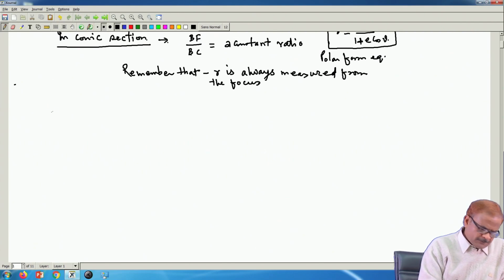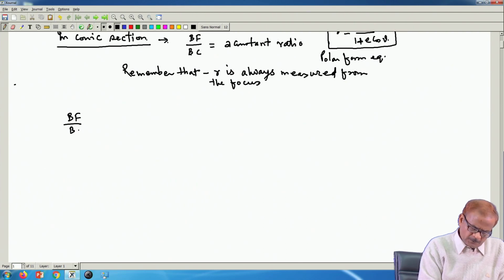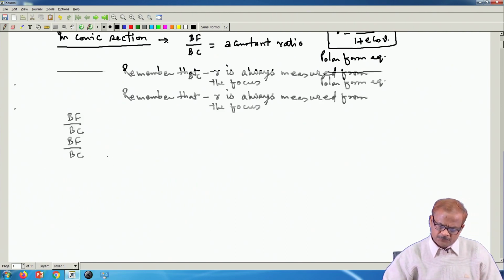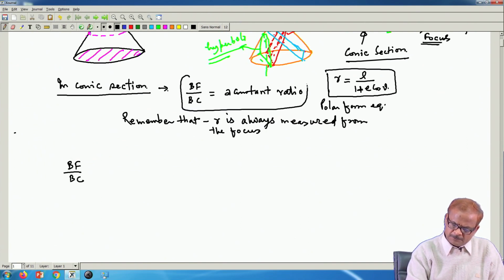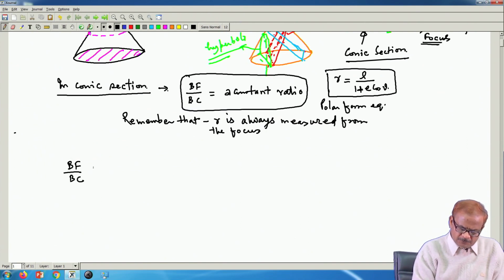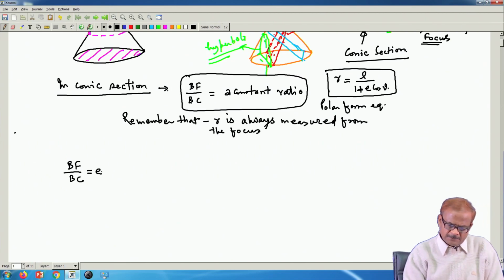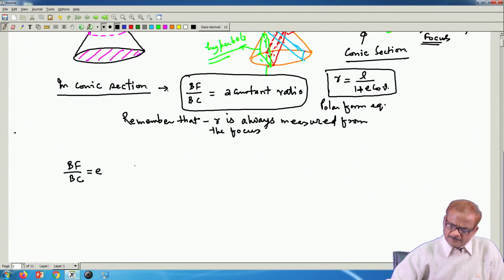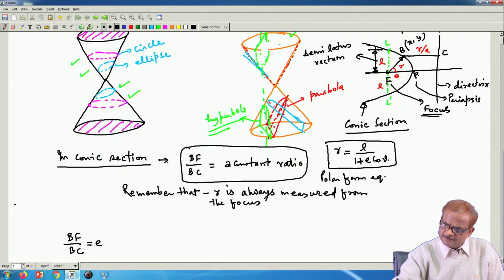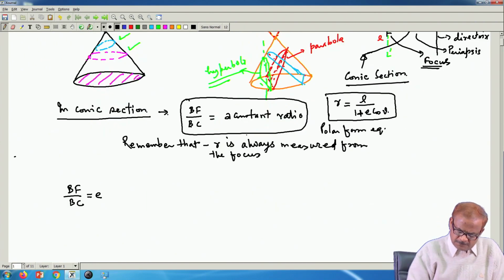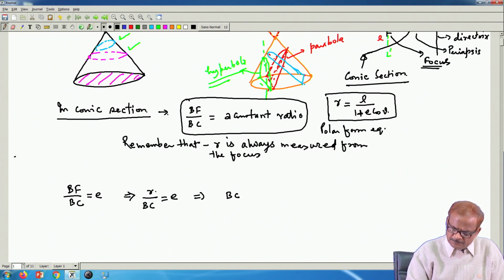Okay. So, we have BF by BC as we have shown here in this place. BF by BC bears a constant ratio, and this ratio we write as E. So, your BF in this figure is R. If you look here, this is R. So, this implies R by BC equals E, and this implies BC equals R by E.